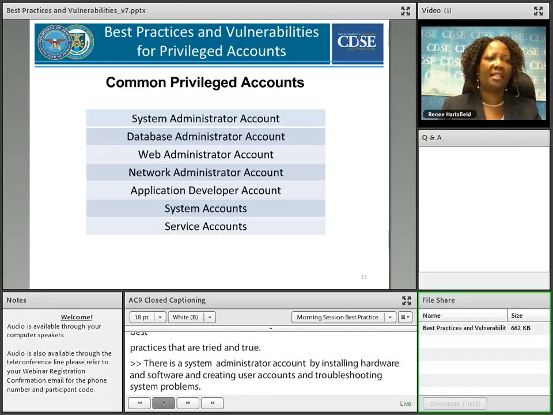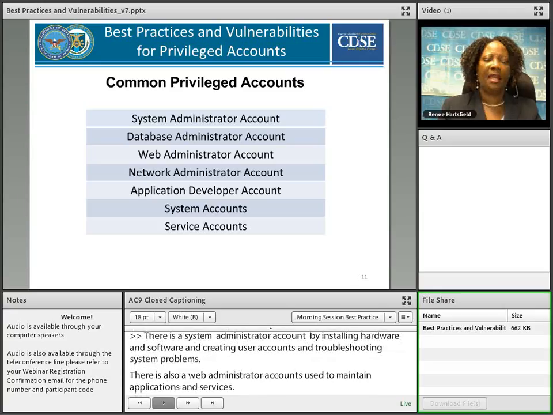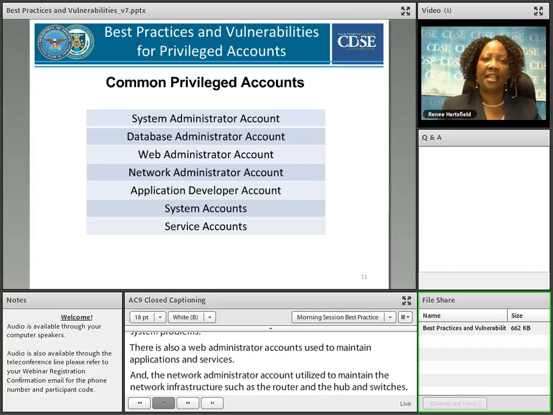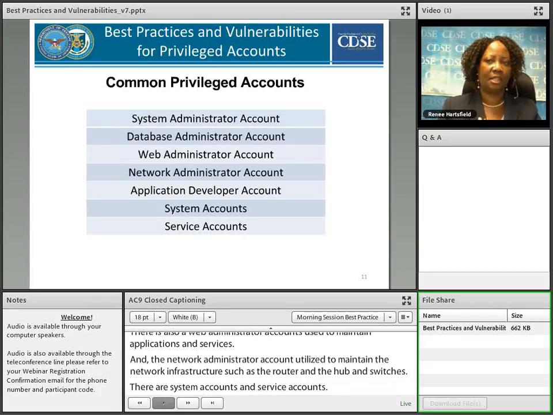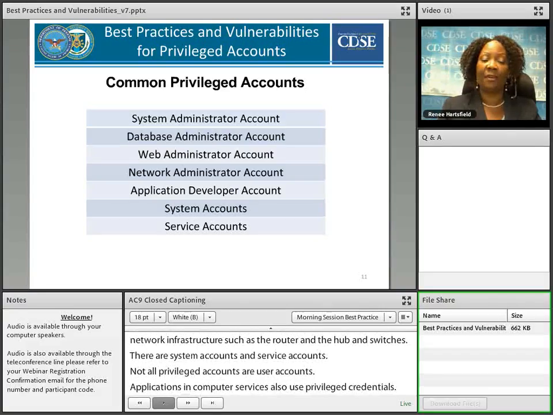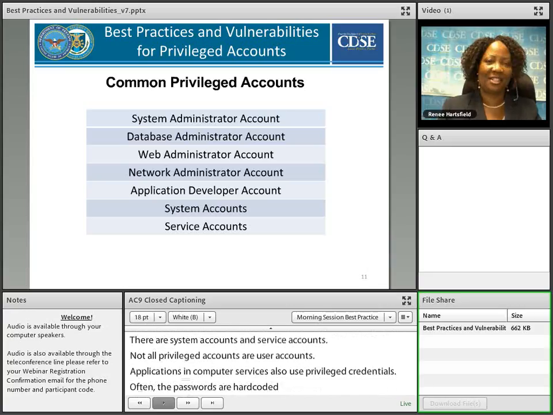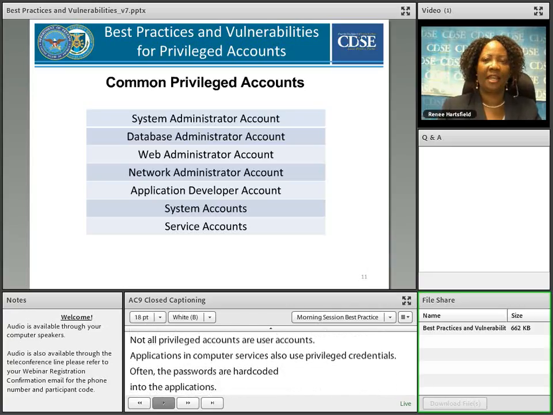Also, there are system accounts and service accounts. Not all privileged accounts are user accounts. Applications and computer services also use privileged credentials. Often the passwords are hard-coded into the application. So, in addition to those privileged accounts that are used by privileged users, there are also privileged accounts that are used by applications to connect to other applications, for example, the front-end web application connecting to a database.